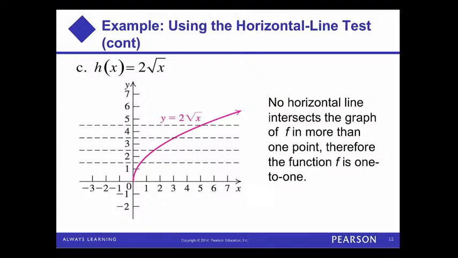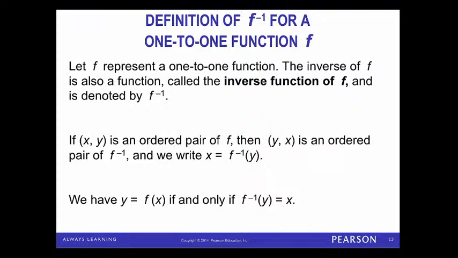You good? It's okay. It's all good. No need to apologize. Everybody's doing the best they can. This is an example of something that passes the horizontal line test, and so we would say that this is indeed one-to-one.